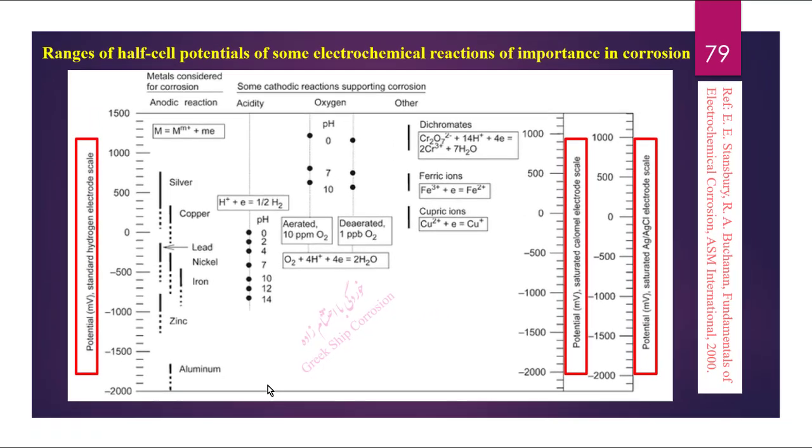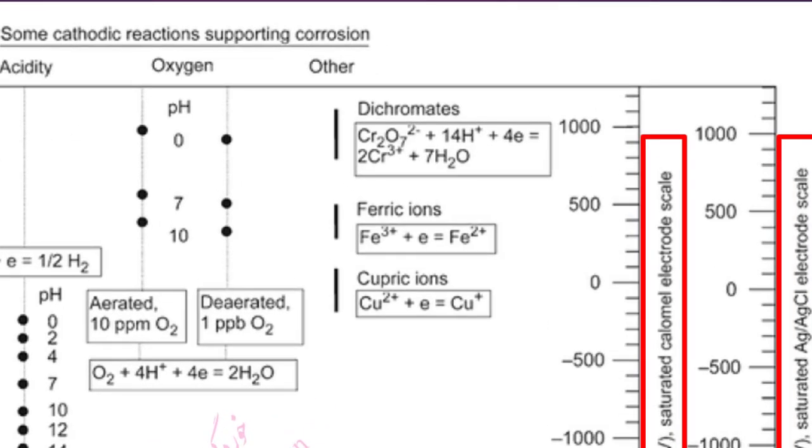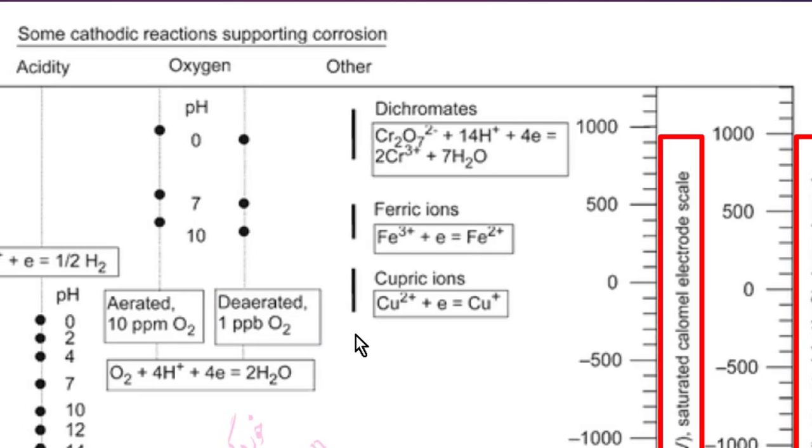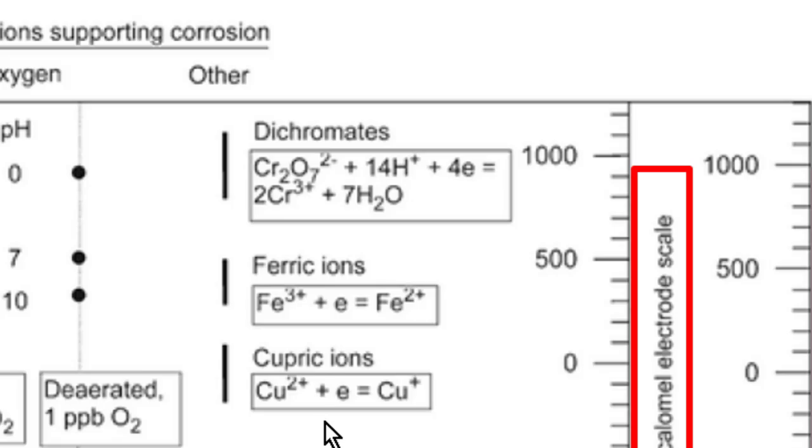The hydrogen and oxygen reactions depend on both pH and pressure of the gases. Values for the hydrogen are at 1 atmosphere pressure. Values for oxygen are for water in contact with air, aerated, giving 10 ppm dissolved oxygen, and for water deaerated to 1 ppb dissolved oxygen. And here, dichromates, ferric ions, and cupric ions with their potentials are shown.